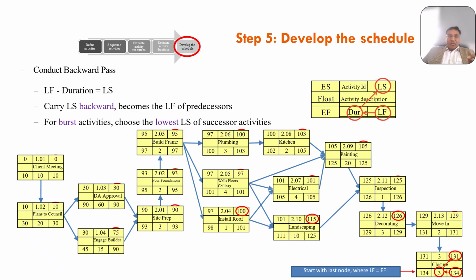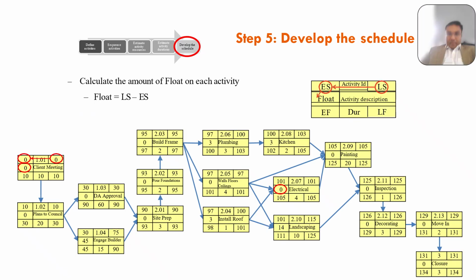What are the key takeaways from this class? From this chart, the backward pass ensures we know the latest possible schedule without delaying the end date. It identifies total float, the time flexibility. It helps pinpoint critical activities where float is zero, meaning any delay delays the project. In the given network, the process starts at the closure, which is 134 days of late finish, and moves backward.